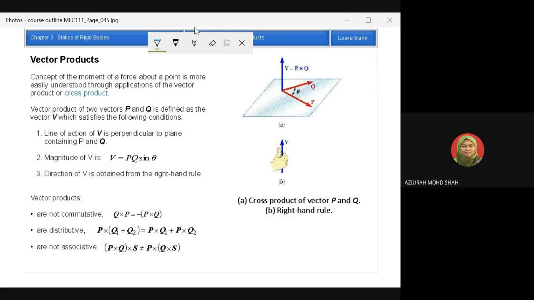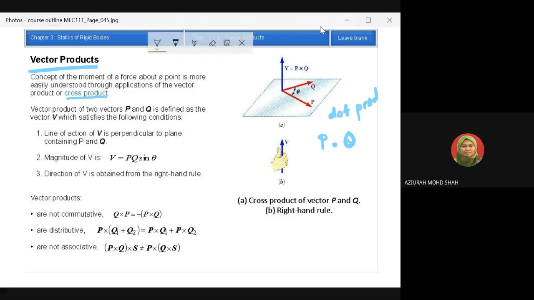Apa tadi? Apa last word saya mention tadi? Ada moment. Ya. In chapter 3, we have new things that we will learn, which is moment. Okay, to understand moment, especially when it is in 3D, we have to understand vector product ataupun cross product. Ni nama dia.